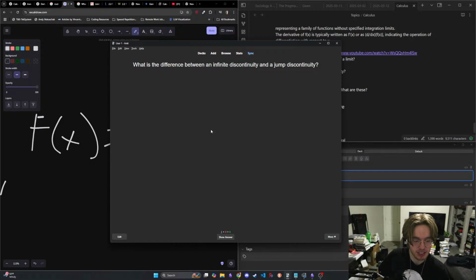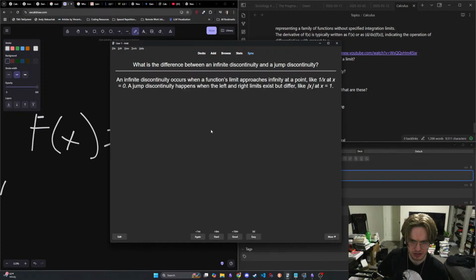An infinite discontinuity, I'm unsure. I think the break discontinuity is when we have undefined. I think a jump discontinuity is when we're taking absolute value or something, because that wouldn't get a particular output. No, that's incorrect. I'm not sure.